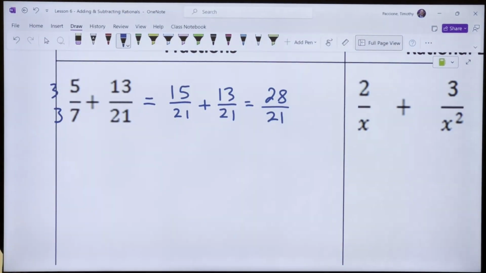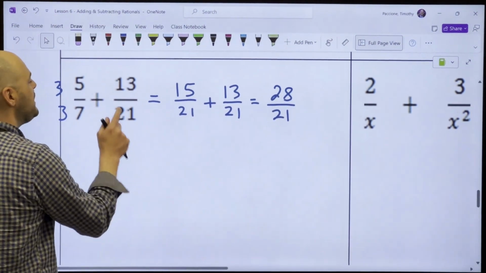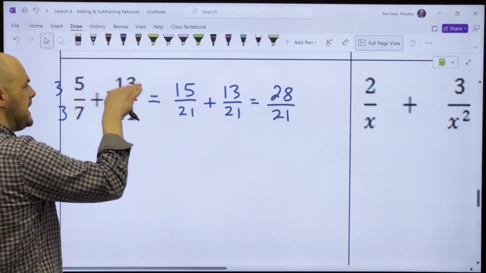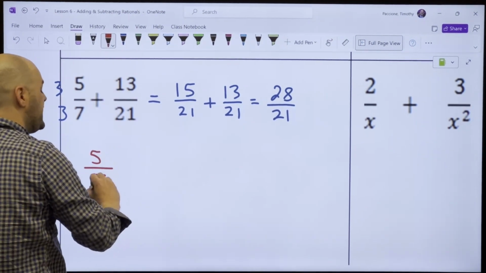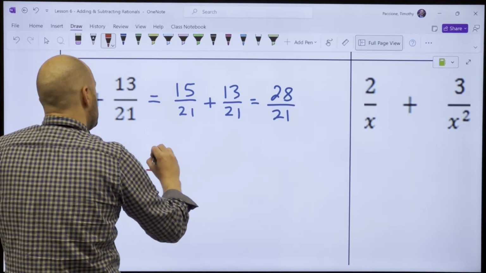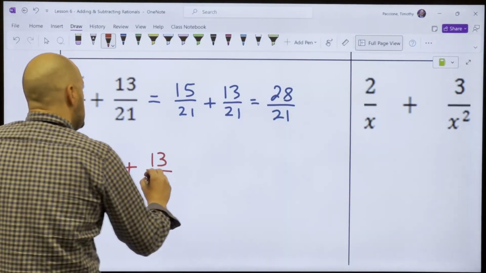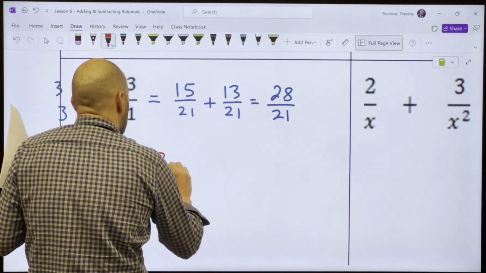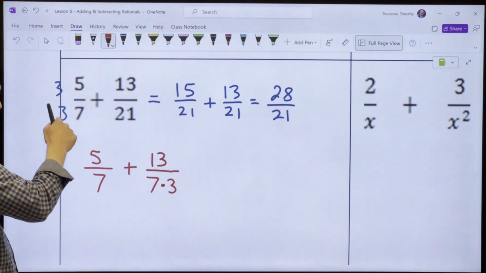I want you to think about it slightly differently, okay? Because this will help you with polynomials. Okay, instead of bumping up, let's break down first. So I got 5 over 7. That can't break down. But 13 over, what is 21 broken down? 7 times 3. Okay, let's say I didn't know what to multiply by.